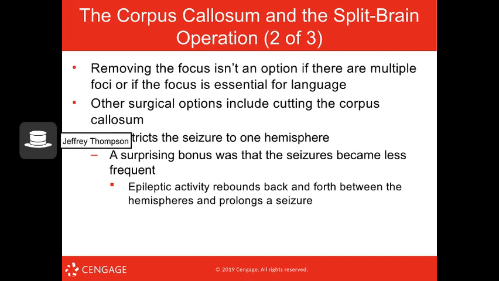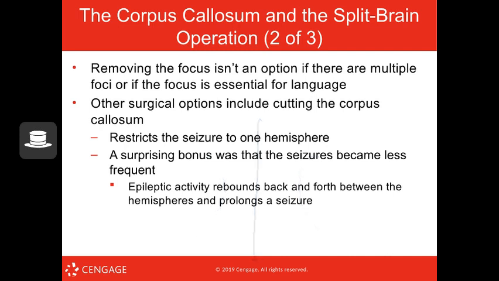If you can't remove the focus, or if there are multiple, or if the focus that you want to remove is essential for language, which is so important to us as humans, it's not really something that you just want to cut willy-nilly. Sometimes we'll cut the corpus callosum, and that's going to limit the seizures to one area of the brain. And what sometimes happens is the seizures become less frequent.